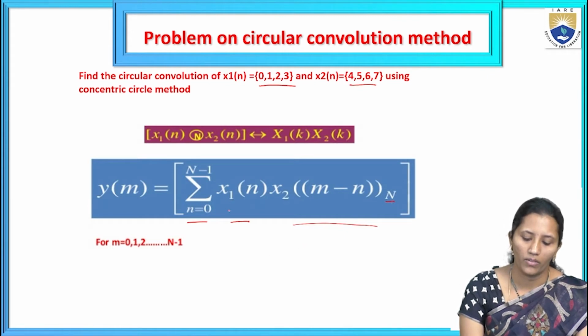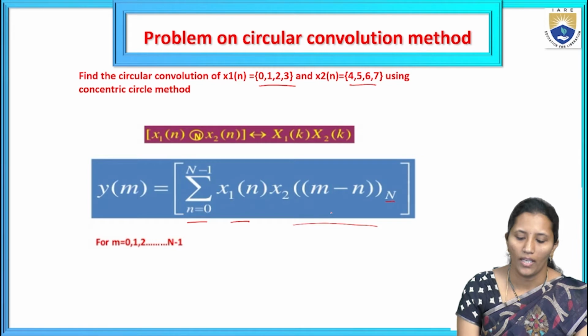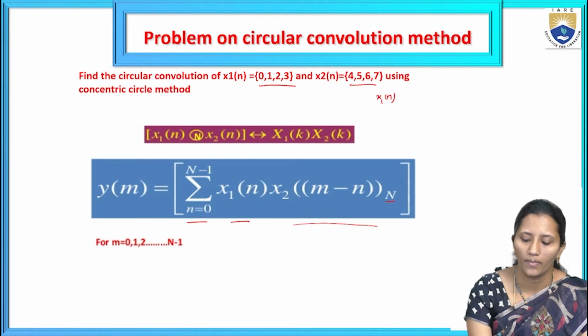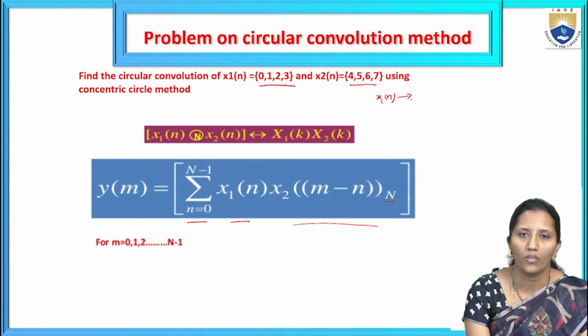Here, the two sequences are x1 of n and x2 of n. We are going to get the formula: y of m equals sigma n equals 0 to N minus 1, x1 of n, x2 of (m minus n) modulo N, where m equals 0, 1 to N minus 1. In x1 of n, the problem gives 0, 1, 2, 3. So the number of samples in x1 of n is 4, and in x2 of n, which is 4, 5, 6, 7, the number of samples is also 4.